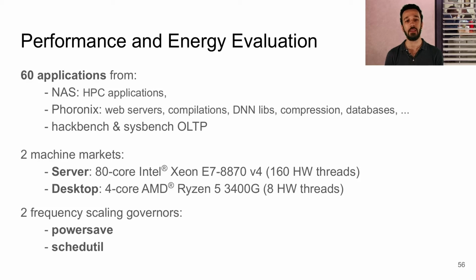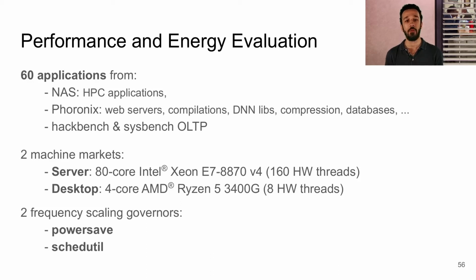In addition to our case study, we evaluate the performance and energy usage of both of our strategies. We do this on 60 applications from 2 benchmark suites, NAS and USENIX, as well as on Hackbench and Sysbench OLTP, 2 well-established benchmarks in the Linux scheduler community. NAS is a set of high-performance computing applications, and USENIX features a large spectrum of workloads, ranging from web servers and databases to deep neural network libraries and CPU-heavy applications like compilation and compression.